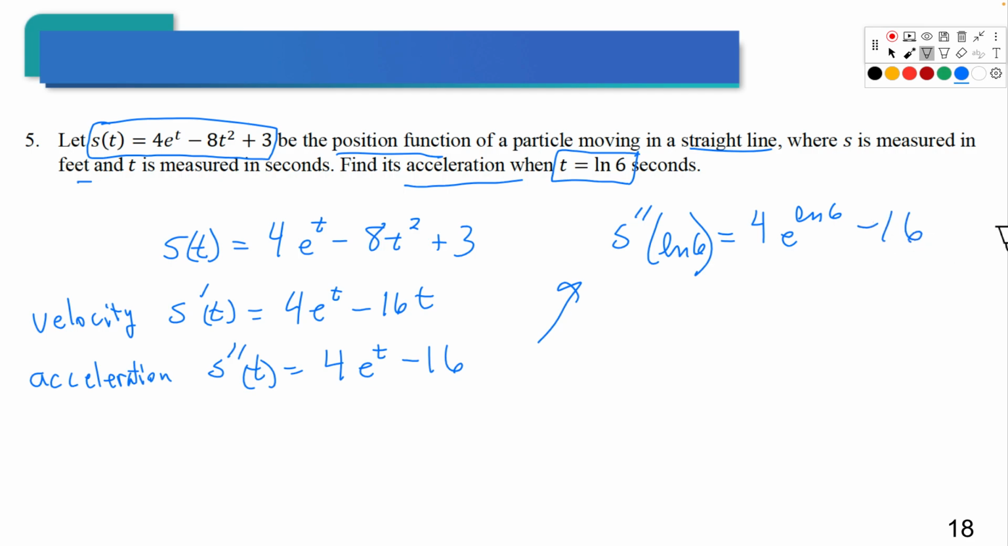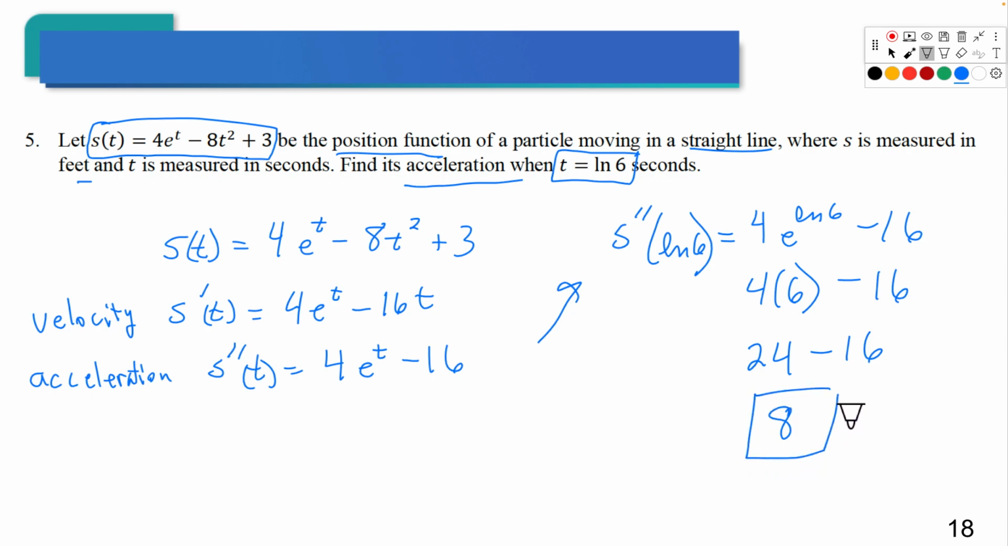Now you could go ahead and plug that all into your calculator if you like, but if you understand a little bit about exponentials, you don't need to. e and natural log are inverse functions, so e raised to the natural log of 6 is actually just going to become 6. So we got 4 times 6 minus 16. 4 times 6 is 24, minus 16 gives us 8.